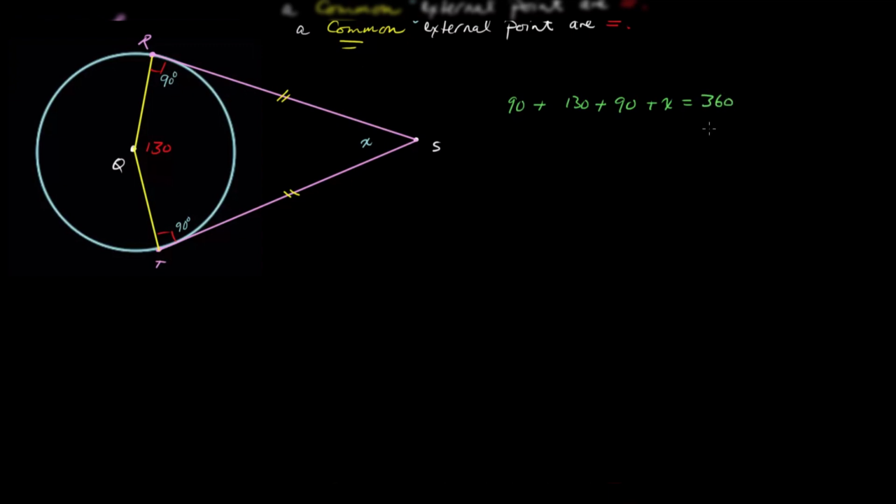Now if you subtract all of this from the other side, so the x will be equal to 360 minus 130, and then minus 90, and I believe this comes up to be 50 degrees. So x is going to be 50 degrees.